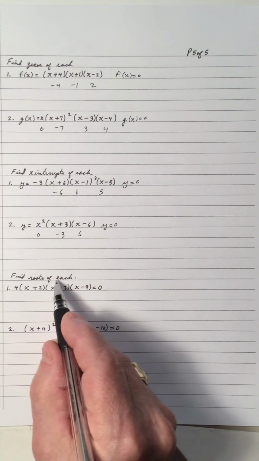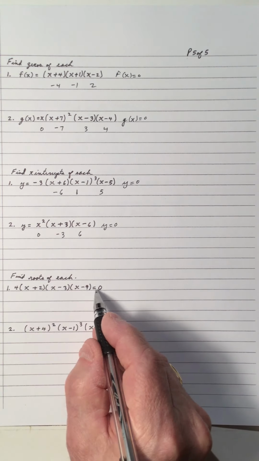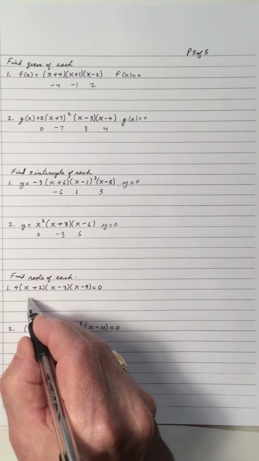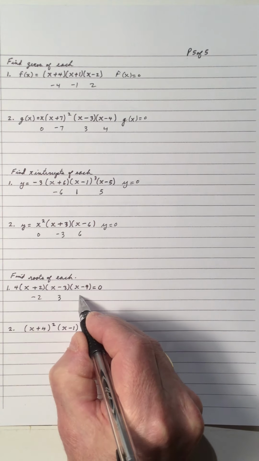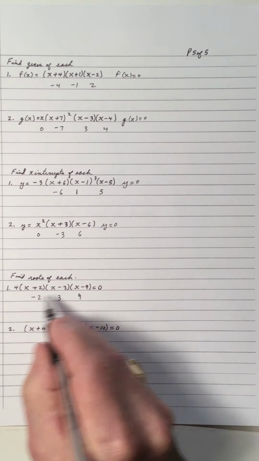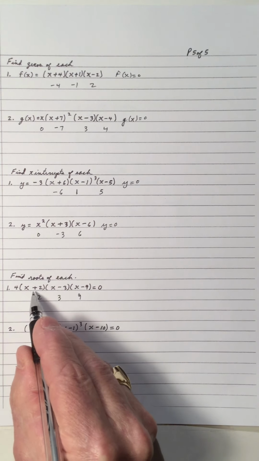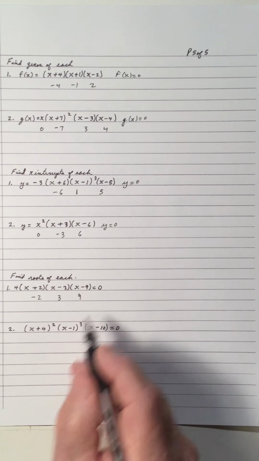And we said find the roots of each equation. The roots are when you have an equation equal to 0. The roots are the values of x which make the equation equal to 0. So that's negative 2, 3, and 9. They're the opposite. So we make each binomial equal to 0 and solve. So we get negative 2, 3, 9.